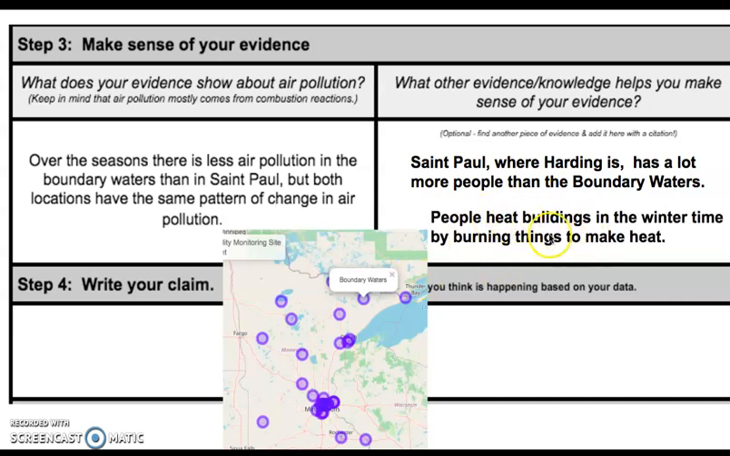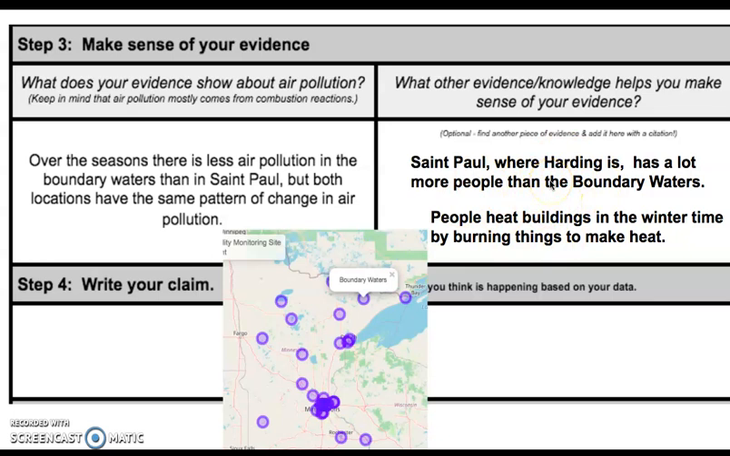And one thing that's really big and different is that people heat buildings in the wintertime and they have to cool them in the summertime. So that's another piece of evidence or knowledge that can help us make sense of this pattern. You could do some research and actually find some evidence, maybe the population of St. Paul and the population of this area of Minnesota where the Boundary Waters is. And that could be evidence that you actually have a citation for.